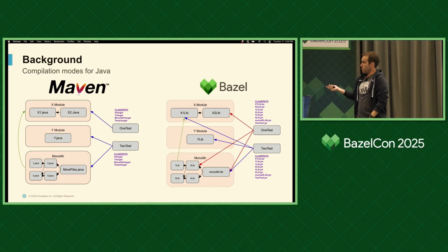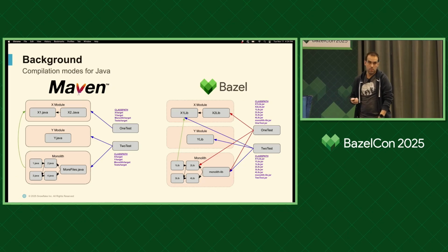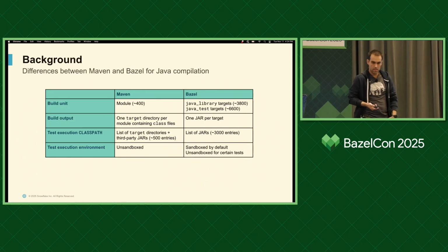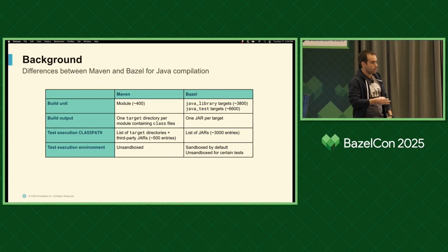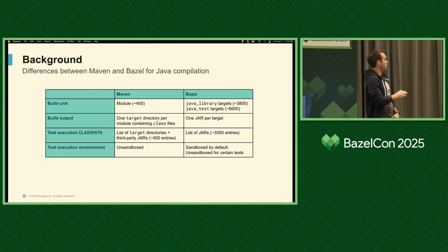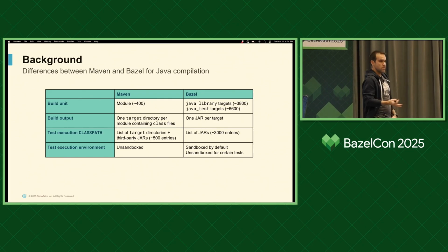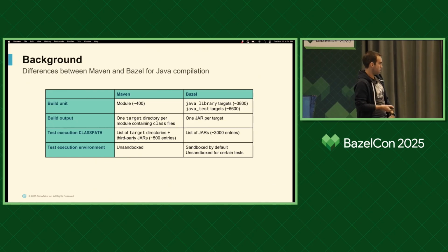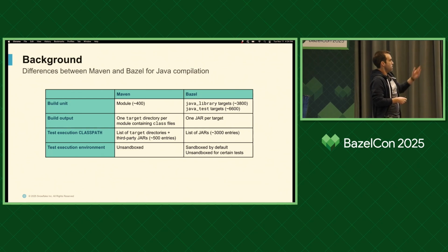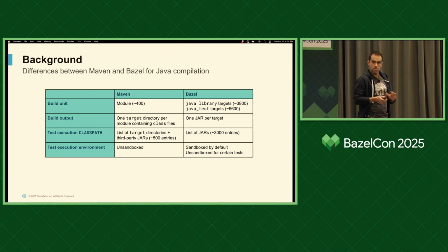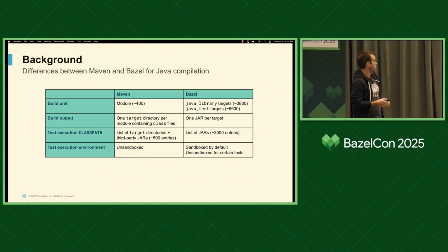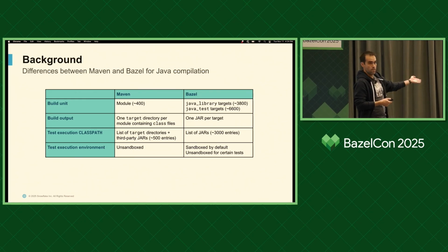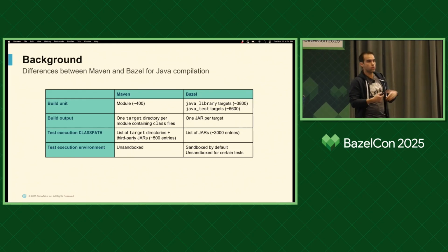So there was obviously a difference, but the question was, why is this slower with Bazel when we run the test? To recap, to give you some numbers, we went from about 400 modules in the Maven world to a few thousand targets with Bazel. It was a 10x explosion of the number of units to compile. As I said, Maven compiles these into target directories, and Bazel uses jar files. And one interesting difference is that Maven doesn't have a sandbox, and Bazel does. So which one of these was a problem?